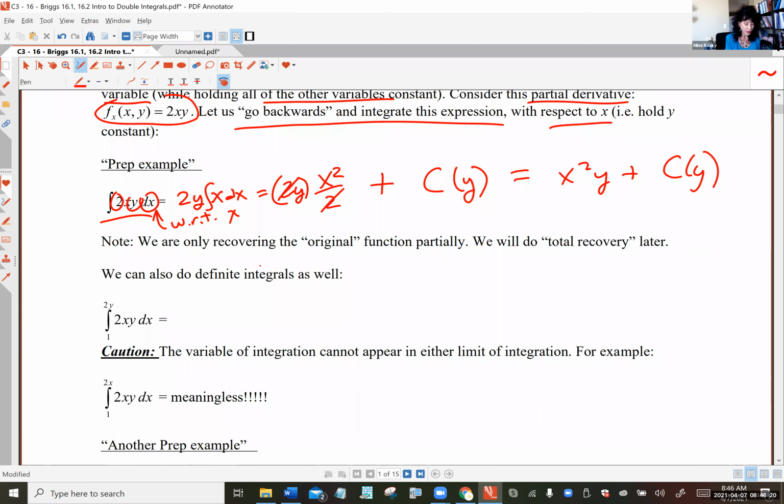So we're only recovering the original function partially. We'll do full recovery when we do the full-on double integral, but I'm not ready to take off your training wheels yet. We're getting there, don't worry, we'll get there today.